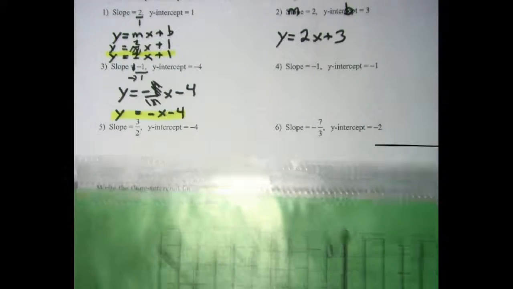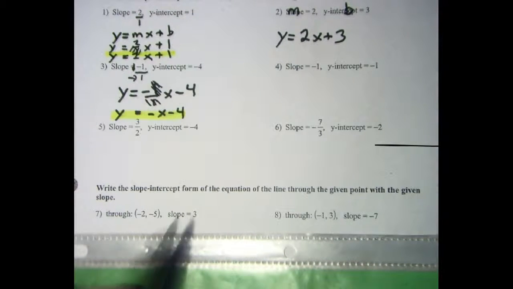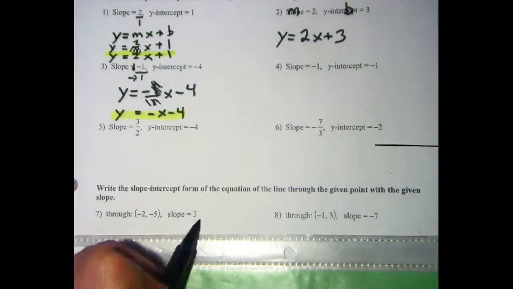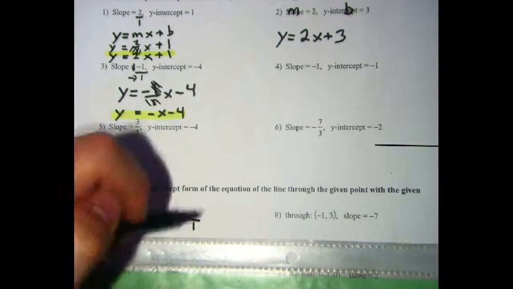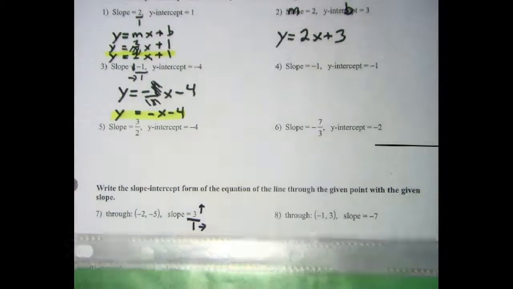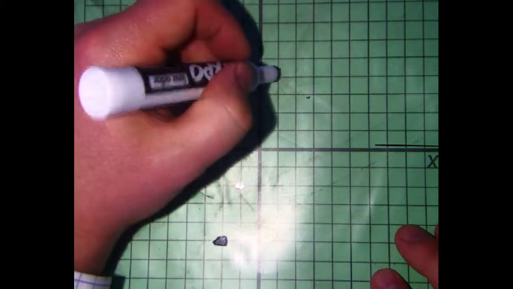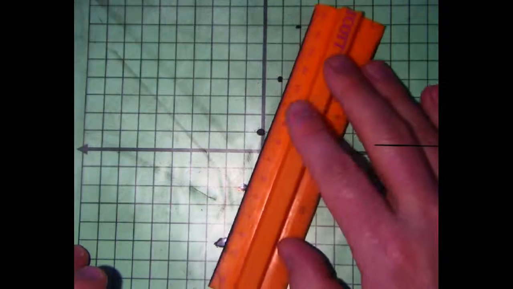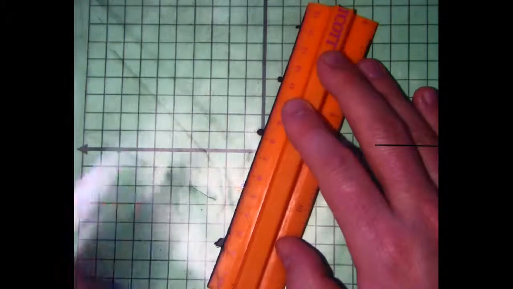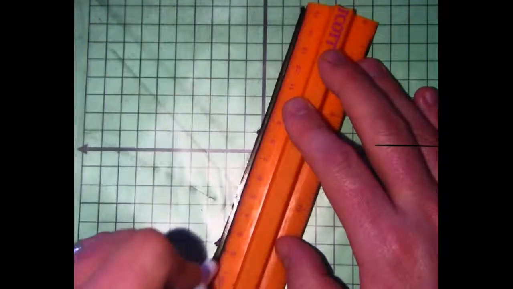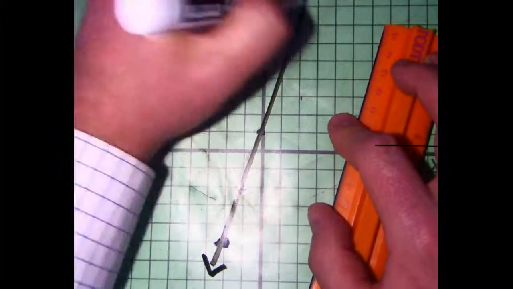Right? And then the slope is 3, or 3 over 1. All right, so we're going to go up 3 and right 1. So let's go up 3, right 1, up 3, right 1. Do that a few times. And find the equation of that line.